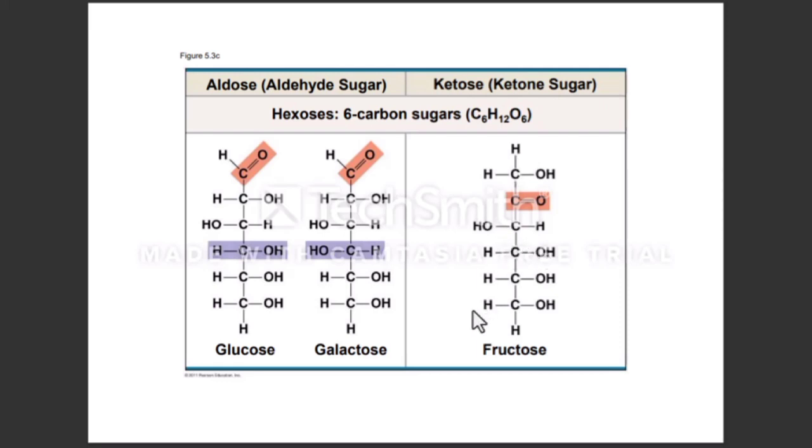Okay, so we saw that there are 2 main ways of classifying these sugars. One, according to the number of carbon atoms that they have, as either trioses, tetroses, pentoses, or hexoses, or also according to the functional group which they have, that's either as aldoses or ketoses.